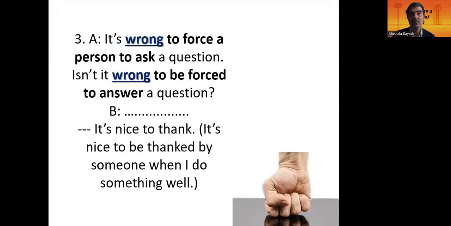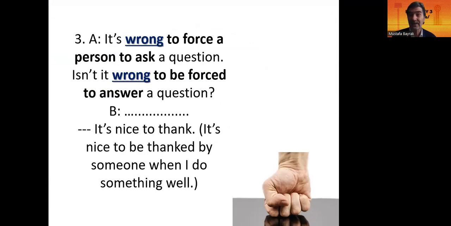Yes, we have known this from the very beginning of our lessons. Adjective to do, active voice. It's wrong to force a person to ask questions. Isn't it wrong to be forced to answer a question?